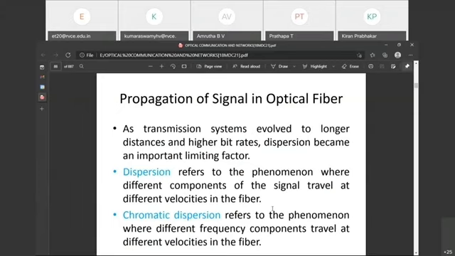It is one white light with a particular wavelength or summation of wavelengths, and it passes through the glass. The dispersion occurs because different wavelengths travel at different velocities, so they are received at different times. The same thing happens here, and this is called chromatic dispersion. Chromatic dispersion refers to the phenomenon where different frequency components travel at different velocities in the fiber.